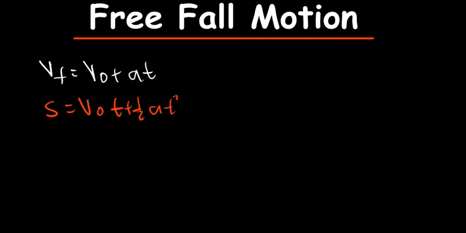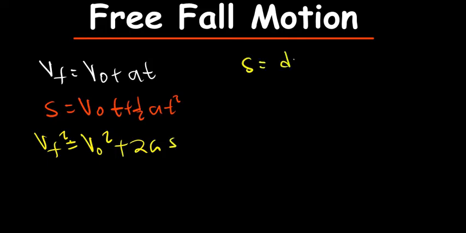V final is equal to V initial plus acceleration times time. The second one is the displacement, which is the same as we can say distance, is equal to V initial times t plus half acceleration times t squared. Another one, we said it is V final squared is equal to V initial squared plus 2as, where s is the displacement.